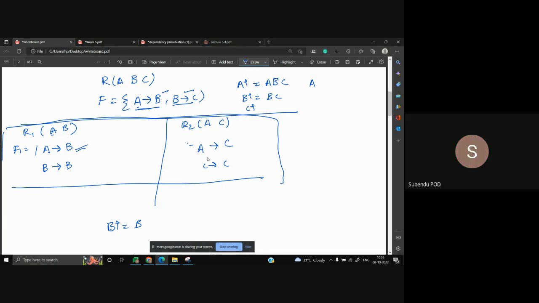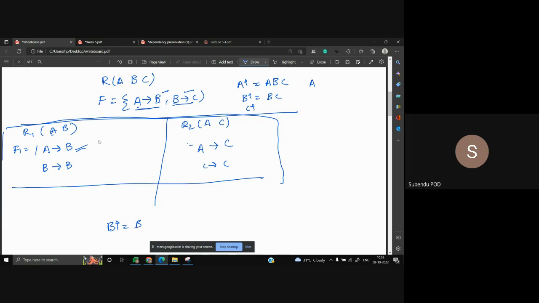This is lossless decomposition. Lossless decomposition and dependency preserving, these two are mutually exclusive. It may be lossless decomposition, but not dependency preserving. It may be dependency preserving, but not lossless decomposition. These are two different things, right?